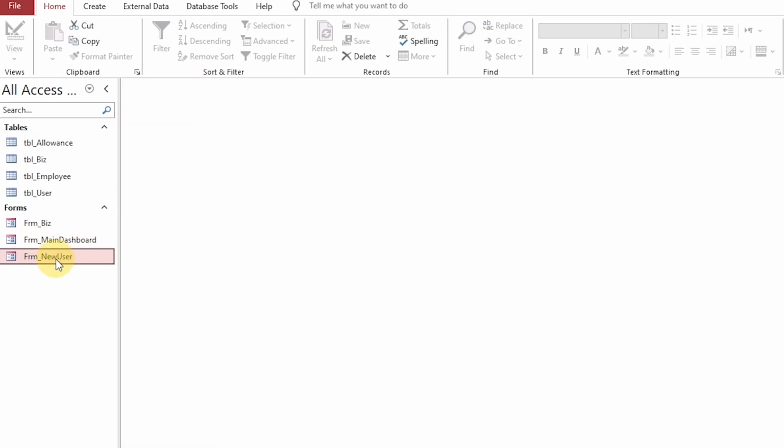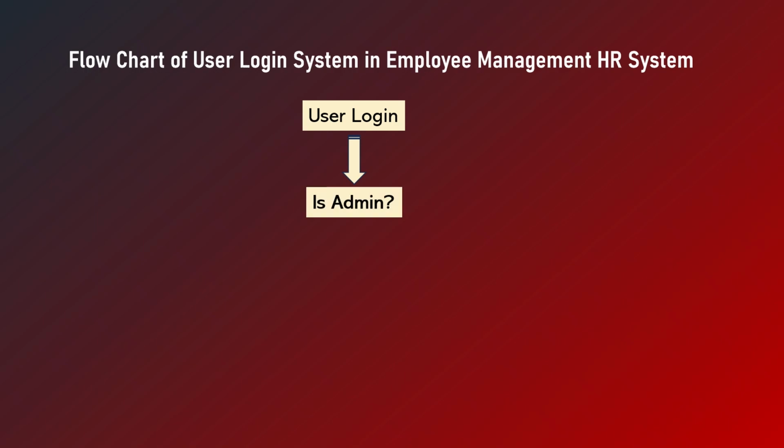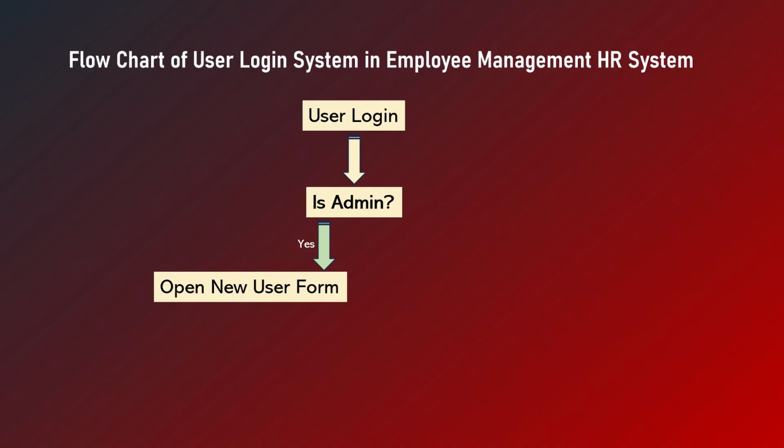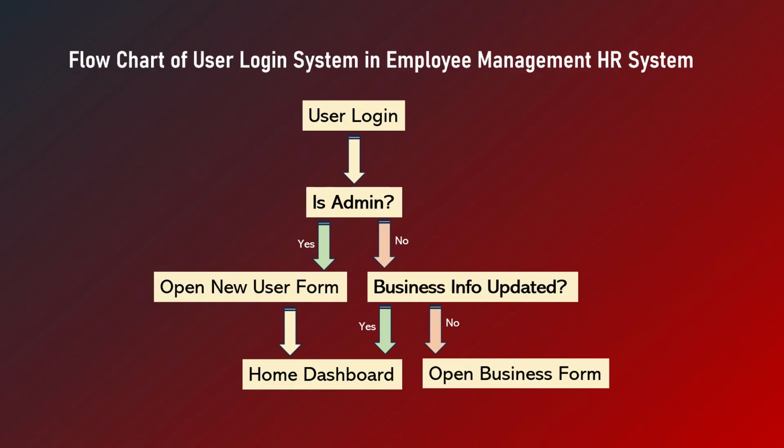Before proceeding further, you should understand the process. The system will check if the user logged in as an admin or not. If yes, the new user form will be opened so users can be added by the admin only. It will also be possible to move to the main dashboard from the new user form. In the other case, if the user is not an admin and the business information has already been updated, then the main dashboard form will be opened directly. If the business information is not updated, the business form will be opened rather than the dashboard.